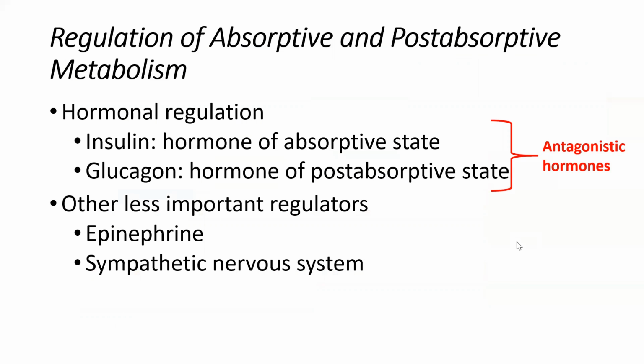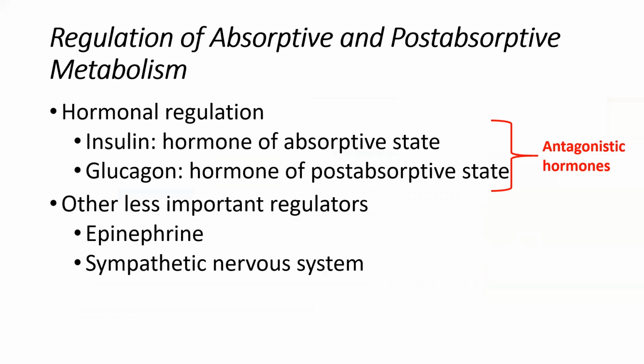All right, let's talk about putting this all together and how this is regulated with hormone release. So we've got two major hormones that are playing a role here. There is insulin. Insulin is the hormone of the absorptive state, of the fed state. So when we have a large meal, insulin is released in large quantities, and that is to facilitate us storing up these energy sources that we just described.